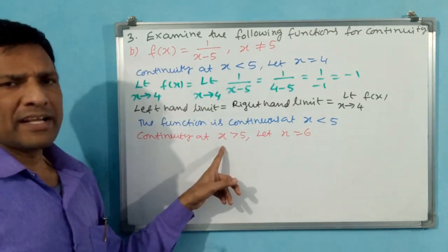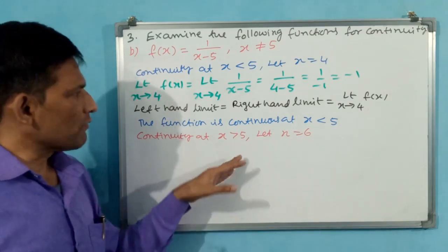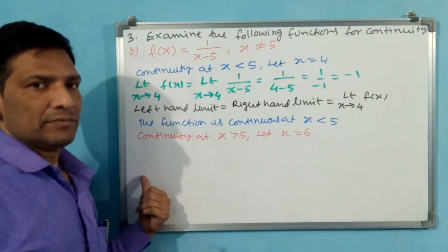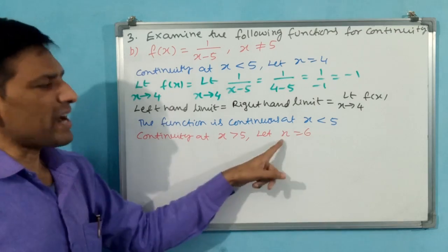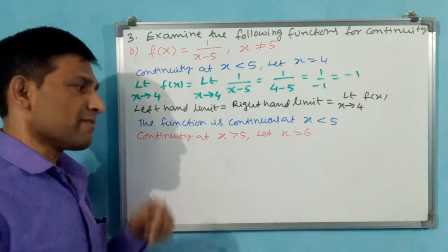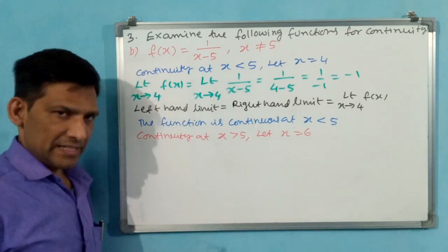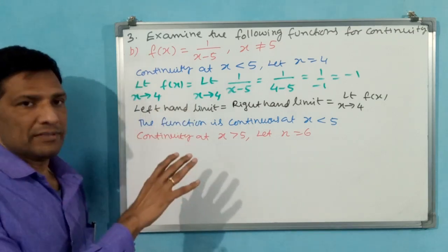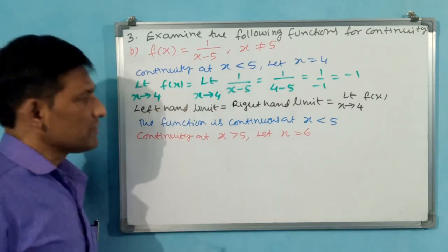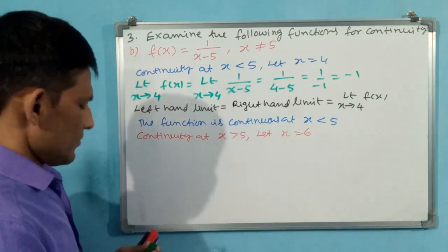You see, x is greater than 5 means any one number you have to take. Why? Because you have to apply the limit. If you want to apply the limit, practically you take one number and apply, then finally you confirm that for all numbers like this it is continuous.